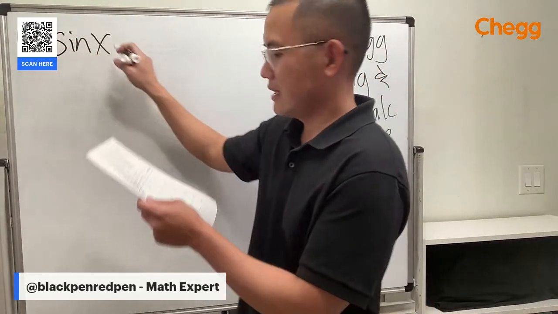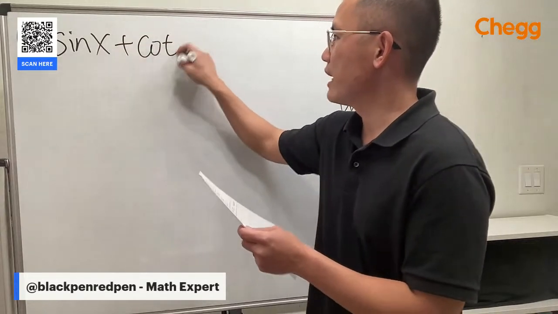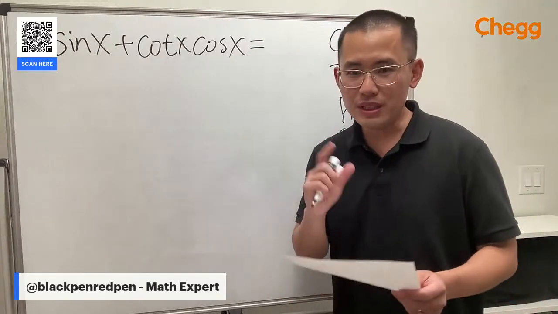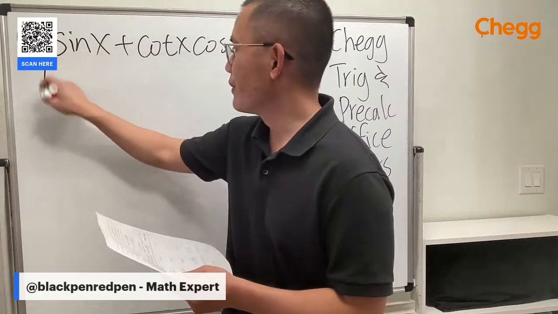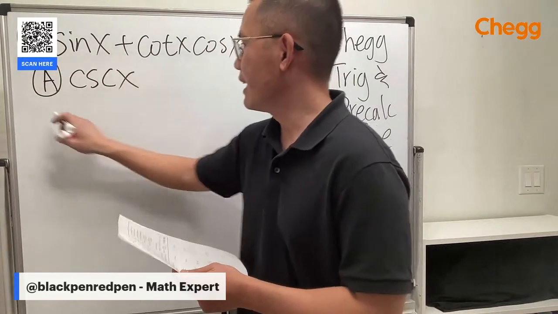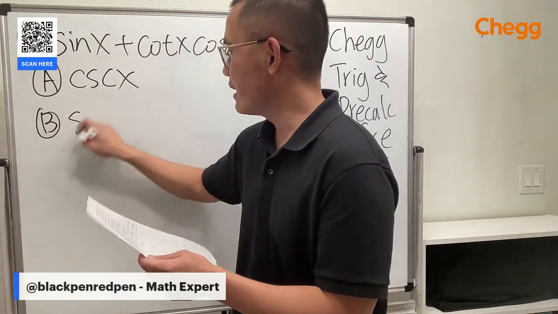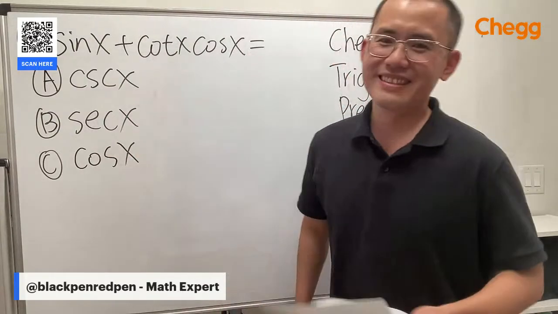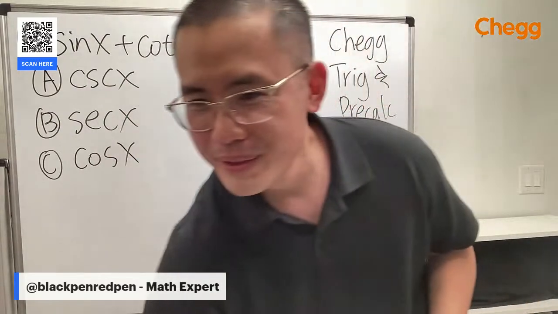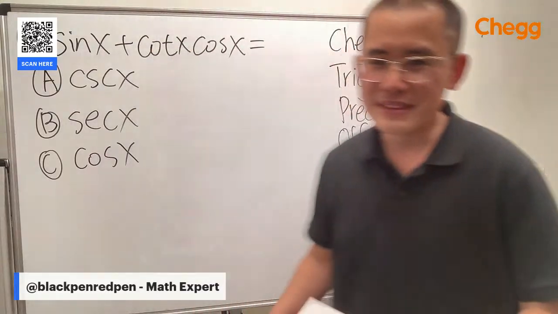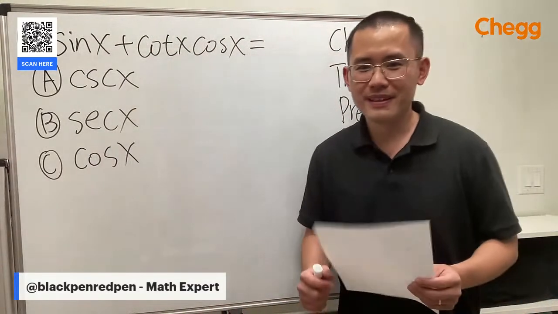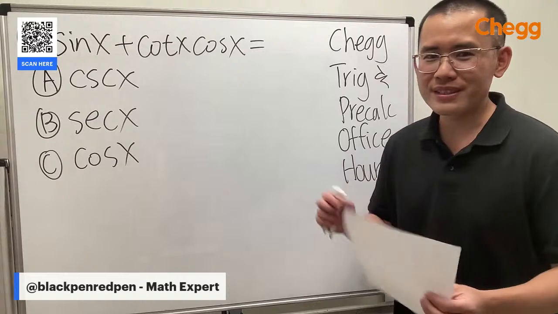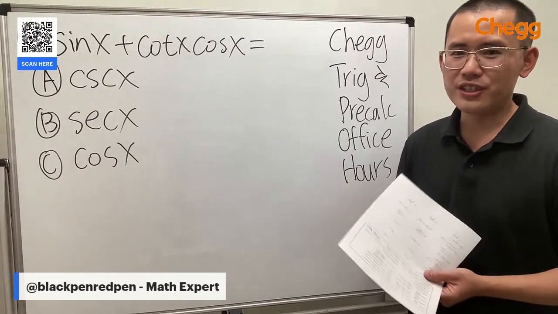Firstly, let's see if we have sine x, and then we add cotangent x times cosine x. This right here is equal to what? And I'm going to give you guys choices, all right? The first option is cosecant x, option B is secant x, and option C is cosine x. So please go ahead, and I'm going to be looking at your answers as well. I give you guys like 20 seconds or so. Go ahead and try the question and then drop your answer in the chat.